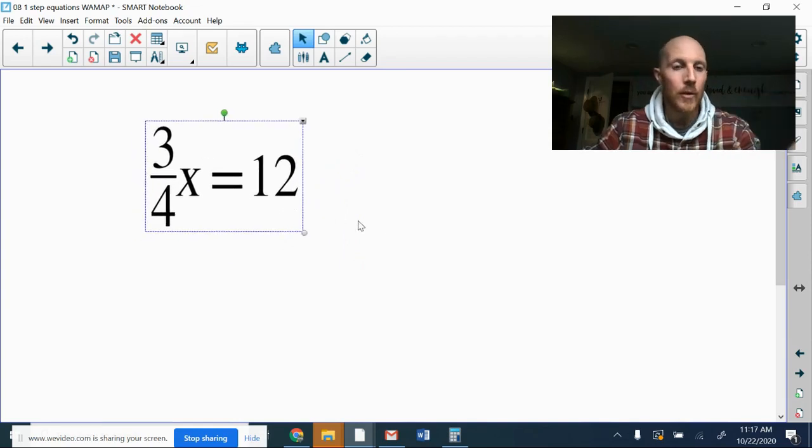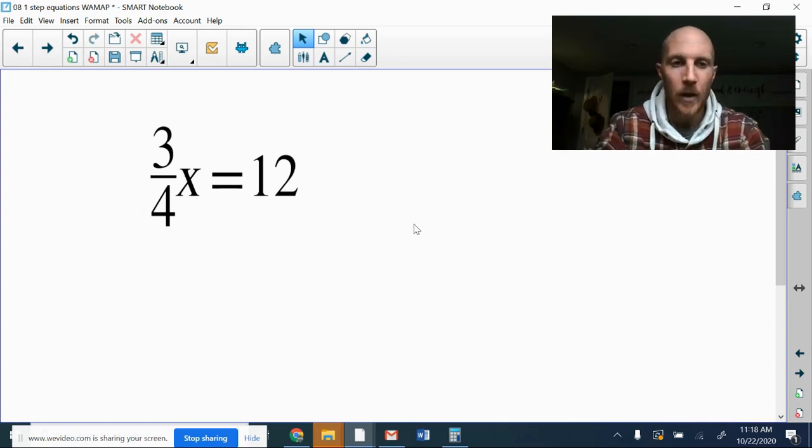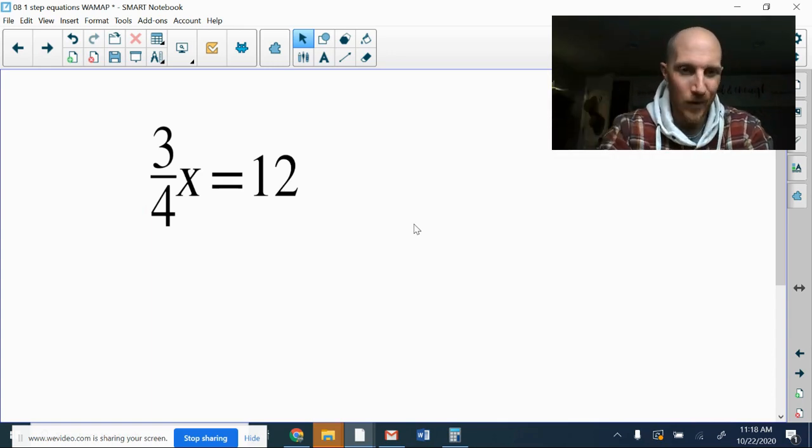So 3/4 x equals 12, right? So x is a mystery number. If we take whatever mystery number that is, multiply it by 3/4, so find 3/4 of that number, we know that it's 12. All right, so how do we find out what x is?